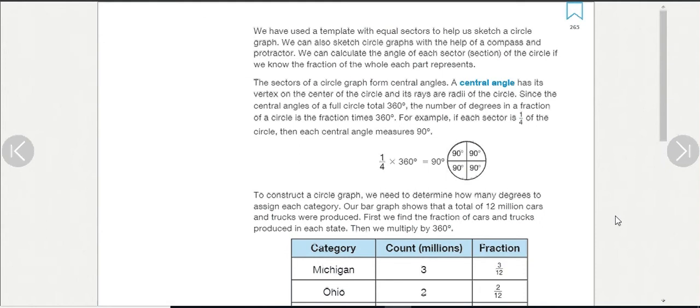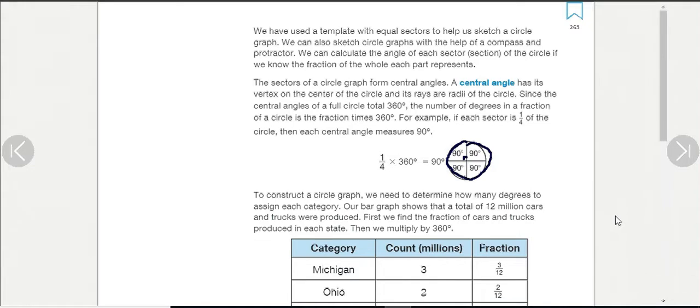Course 1, I don't plan to do investigation 5, but on page 265, would you peek with me at what they tell you a central angle is, just in case this comes up. I think it's a good thing to be aware of. You can sector off a circle like so. Looks like fourths to me. You can calculate the angle here of each section if you know the fraction of the whole each part represents.